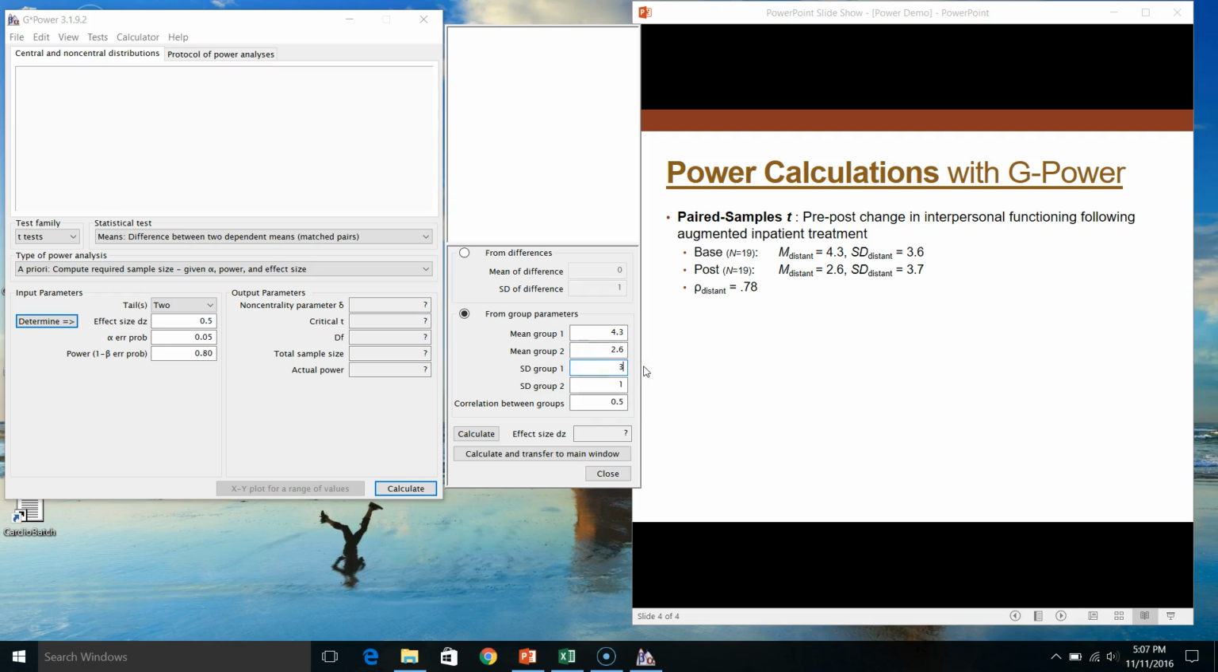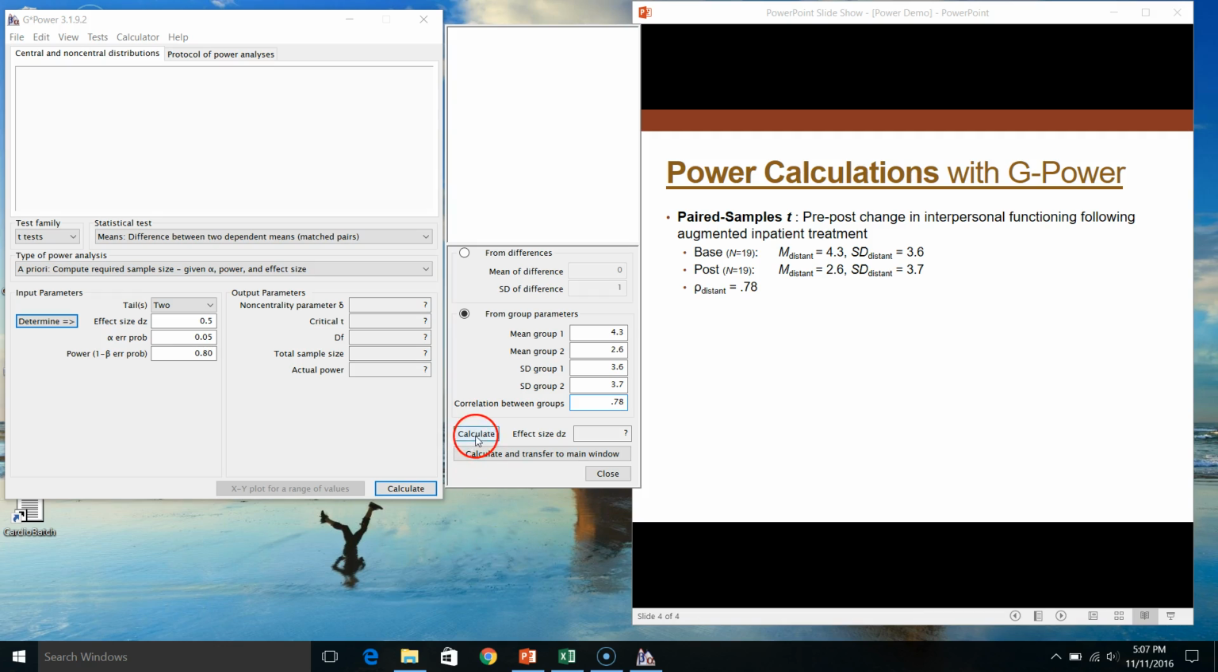Standard deviation at time 1, 3.6. Standard deviation at time 2, 3.7. And then the correlation between groups. This is important. This is what gives us our power for our repeated measures design. We're going to have a correlation of 0.78 between these two measures. So scores at pre-treatment, scores at post-treatment correlated 0.78 with one another.